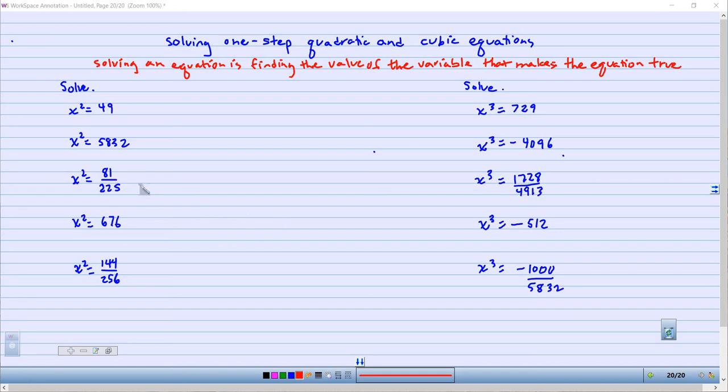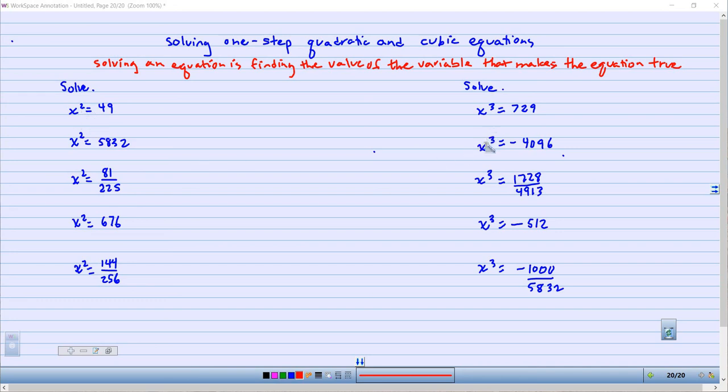Now, a quadratic equation is an equation that has this exponent of 2 as its largest exponent. We often call it a degree 2 equation. And in order to solve these one-step quadratic equations, we will take the square root, because square rooting and squaring are what we call inverse or opposite operations.